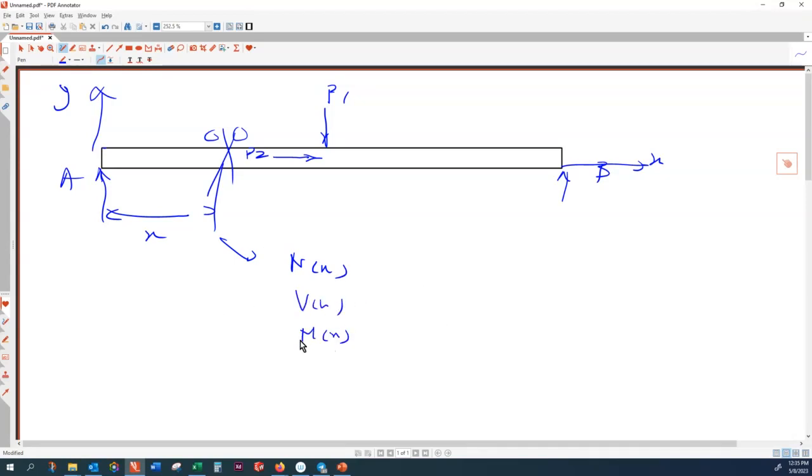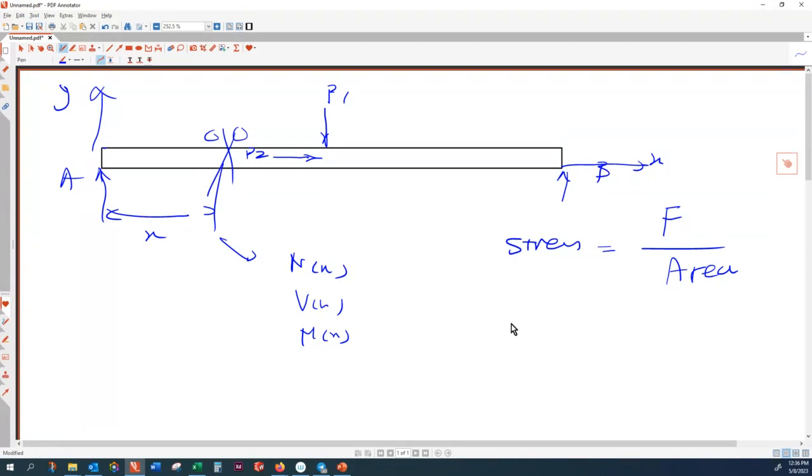So which one of these is more critical? Well, we can plot them, and by plotting, we find out the maximum value for N, maximum for V, maximum for M. But these are not of the same criticality level. Some of them are more critical. The only way we can find out which one is more critical is by introducing a new concept. The new concept is called stress. So a stress is defined as force divided by the area.